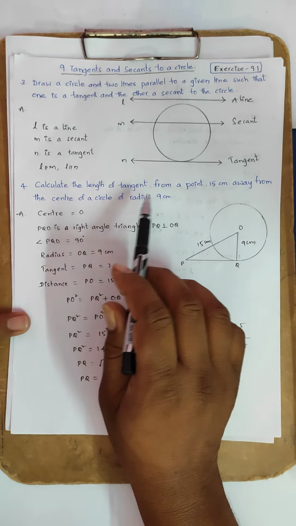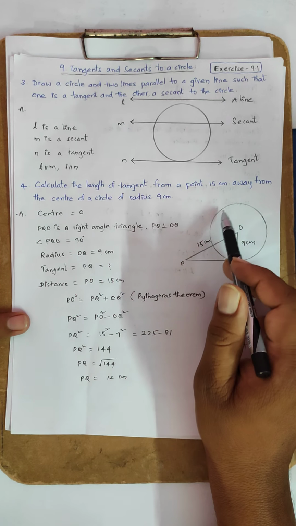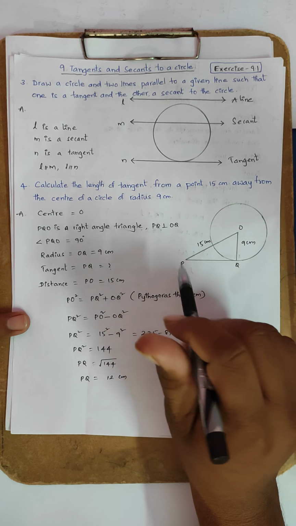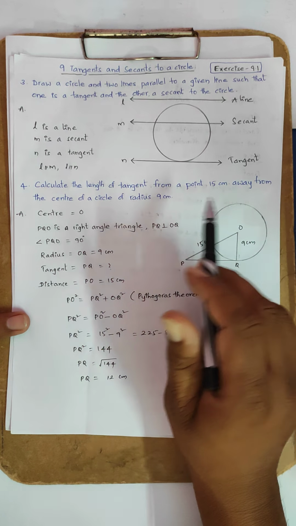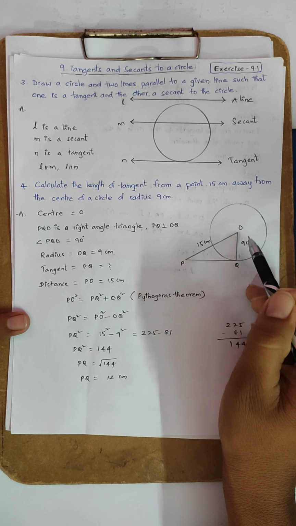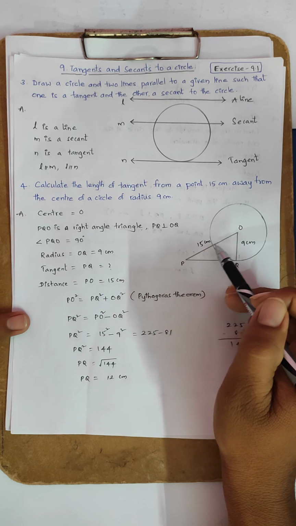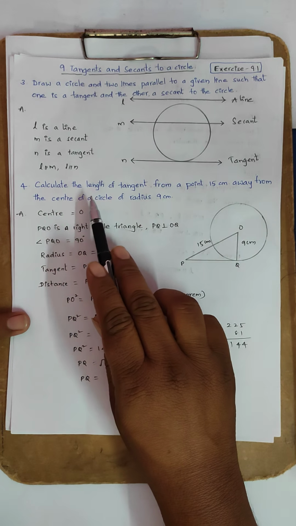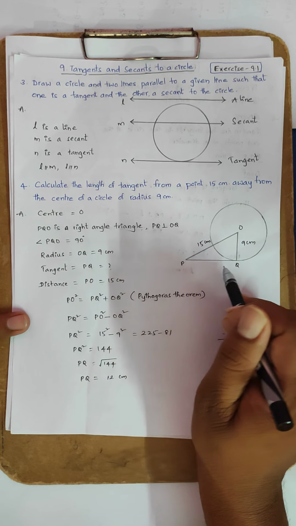Okay. Using these tricks we can solve the problem. First of all you must draw a rough diagram. Then easily we can solve the problem. Calculate the length of a tangent from a point 15 centimeter away from the center of a circle of radius 9 centimeter. Point P away from center O, PO is 15 centimeter. Radius 9 centimeter. Then calculate the length of tangent. We are asked to find the length of tangent PQ.